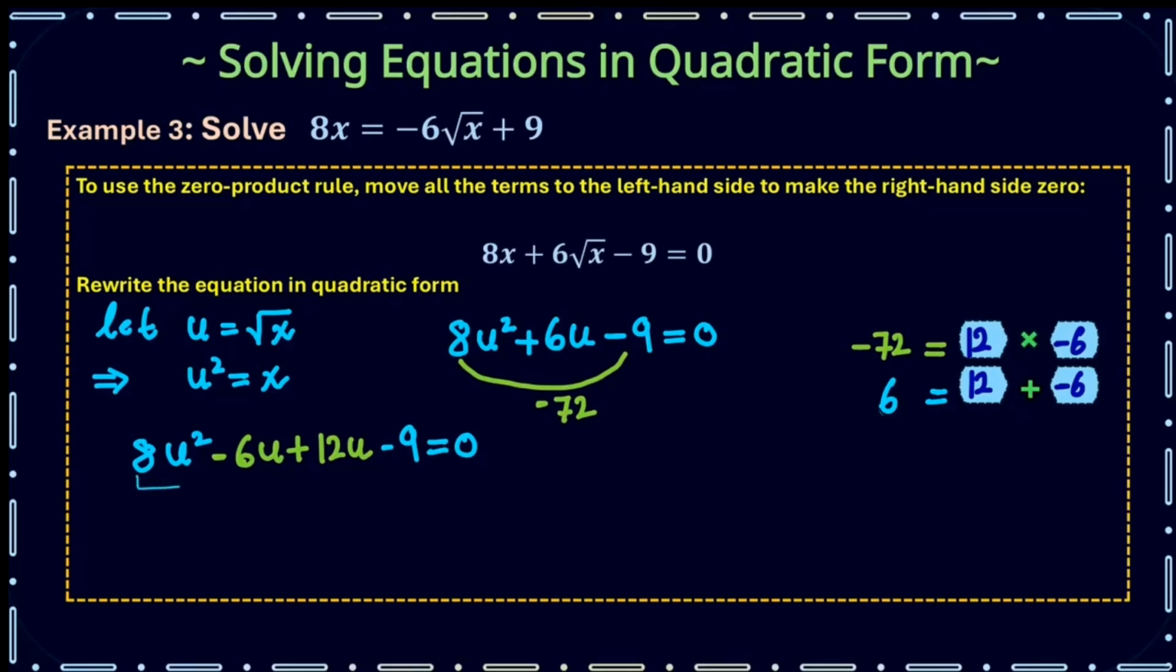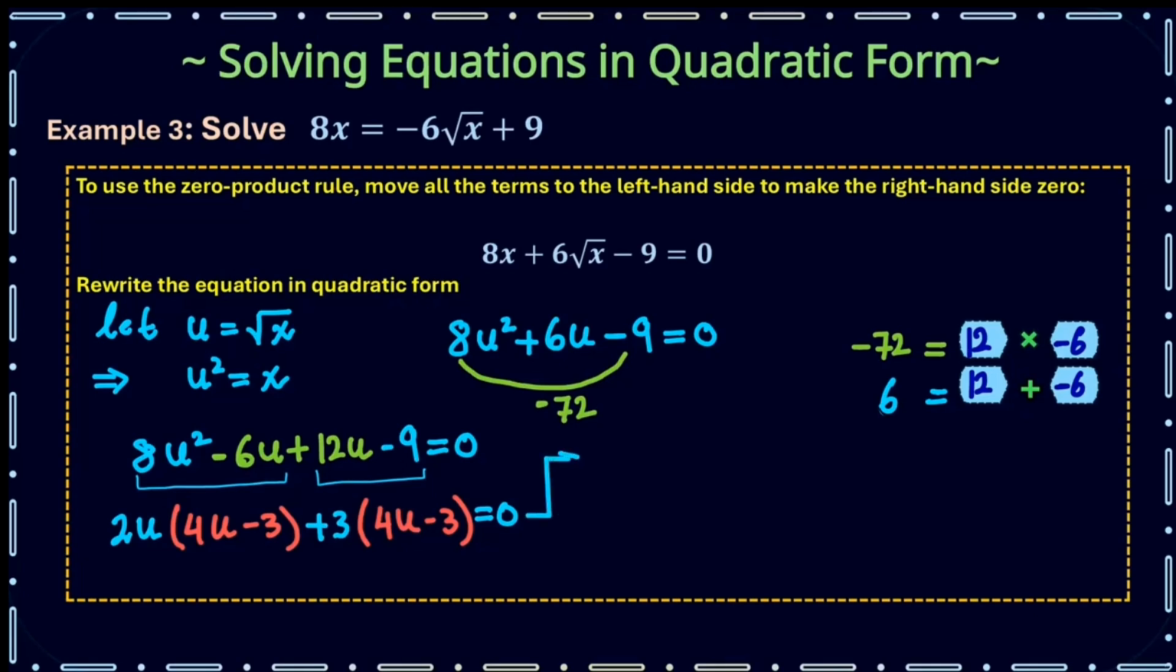Now we have groups of 2. From each group, you take out the GCF. From the first group, we can take out the GCF of 2u. That is going to leave us with 4u minus 3. And from the second group, 12 and 9 have a GCF of 3. We can take that out, and that leaves us with 12u divided by 3 is 4u. Negative 9 divided by 3 is negative 3. Notice that these two must match. If they don't match, then the problem is not factorable, or something has gone wrong in our factorization.